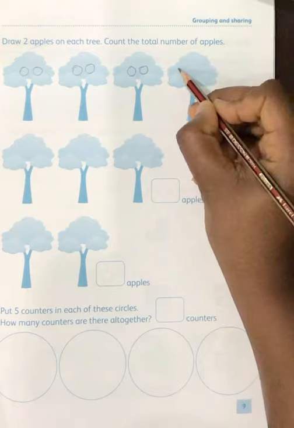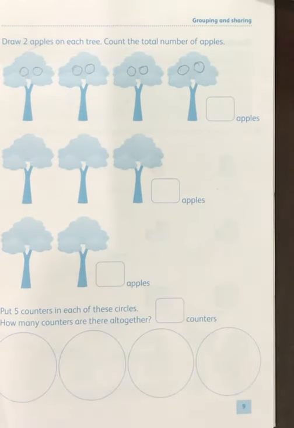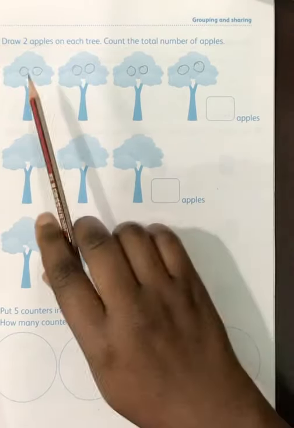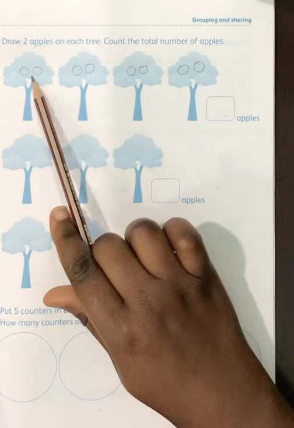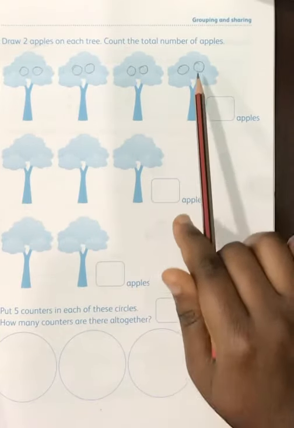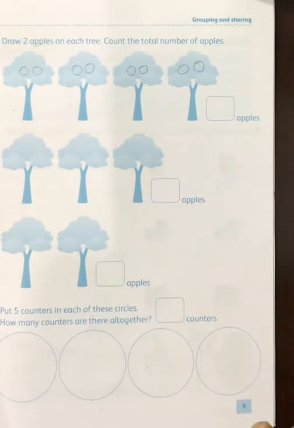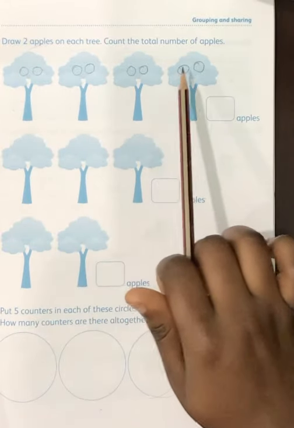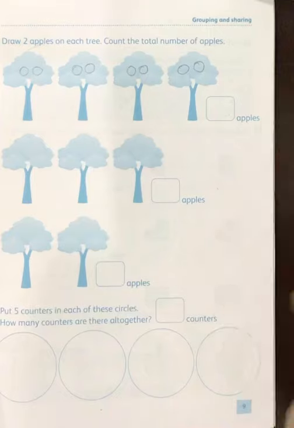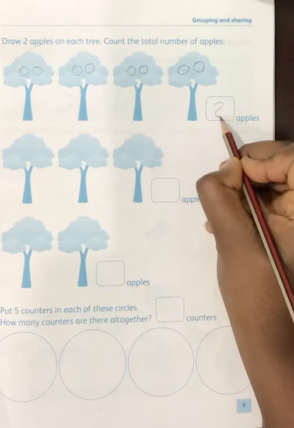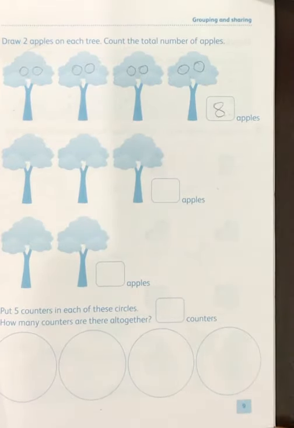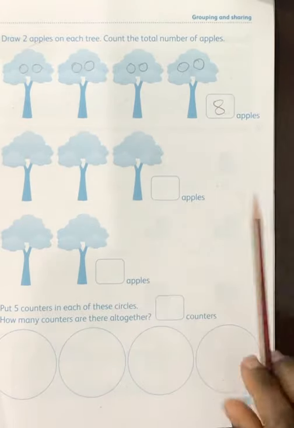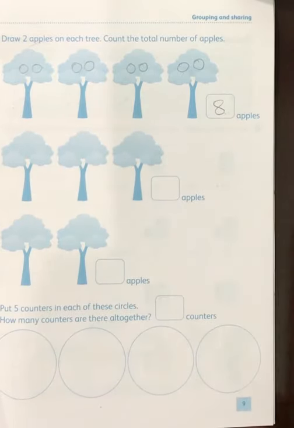They said draw 2 apples in each tree. Now count all together, it's still addition, and write the total of number of apples here. So we are supposed to count in groups like 2, 4, 6, 8. But if you can't count that way, you can count 1, 2, 3, 4, 5, 6, 7, 8. So all together we have 8 apples on the trees. So you have to do this by yourself. Do it same like this, okay?